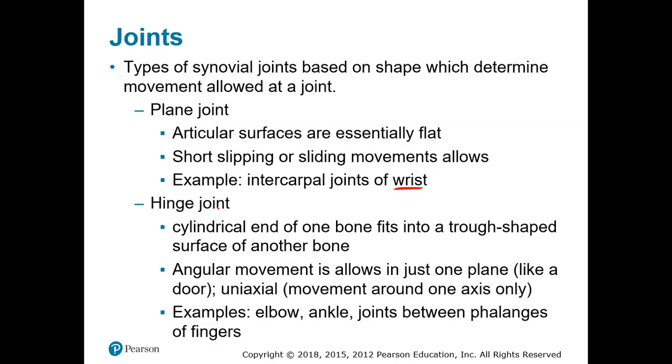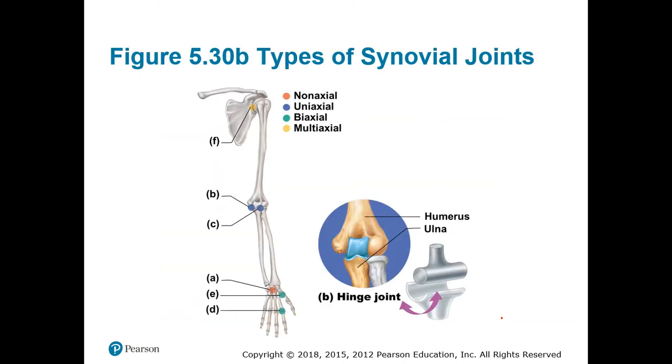Next, we have a hinge joint, exactly what it sounds like, a hinge of a door. The shape is a cylindrical end of one bone that fits into a trough shape of another bone. Angular movement is allowed in just one plane, kind of like a door. So its movement is considered uniaxial because it can only move in one axis. Some examples are your elbow, ankle moves up and down, and joints between your phalanges, which are your fingers. So here is an example of your hinge joint. Here is your trough, and your cylindrical surface fits right in there.